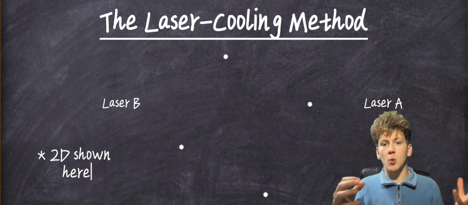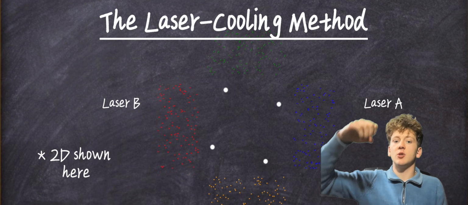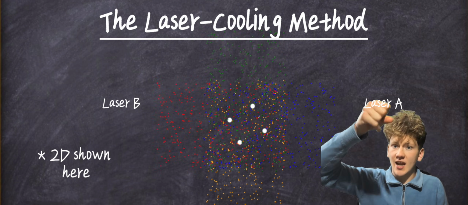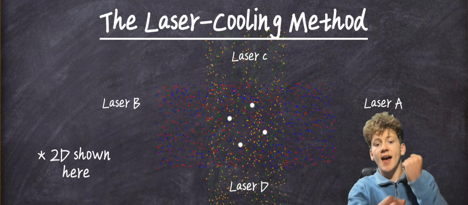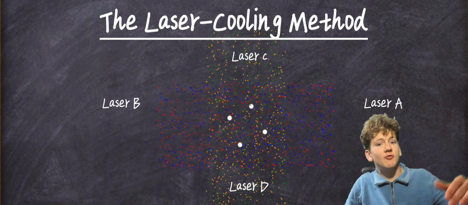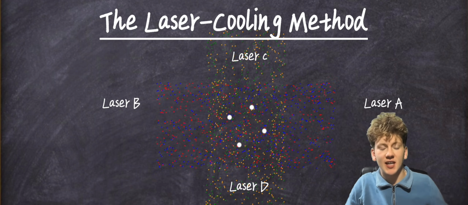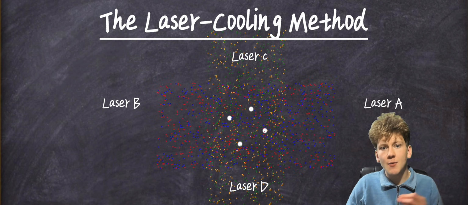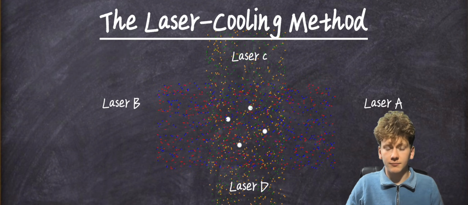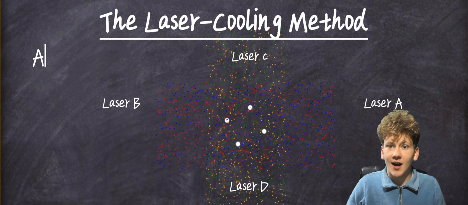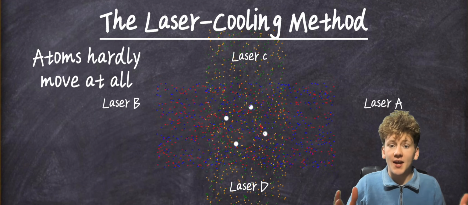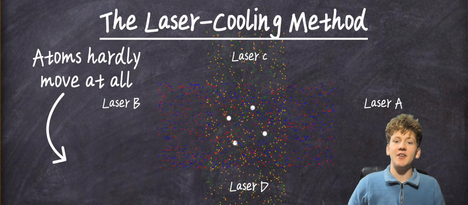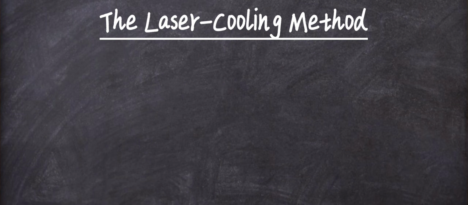In 3D, this works exactly the same. The atom is also caught in equilibrium between lasers C and D and E and F. Because the rate of photons escaping the 6 lasers is exceptionally high, the atom doesn't accelerate in any one direction for very long. In other words, it hardly moves at all. And hardly moving is the very definition of low temperature.